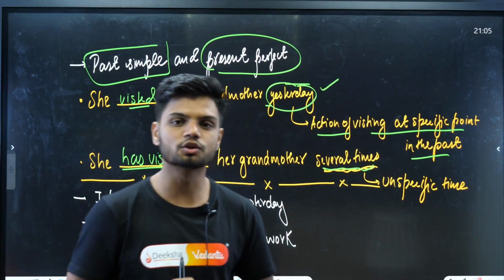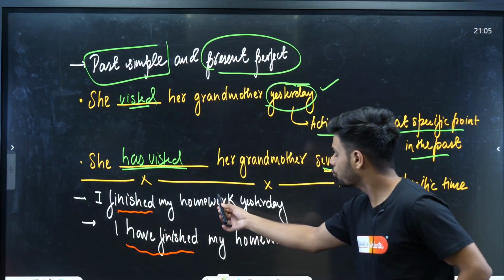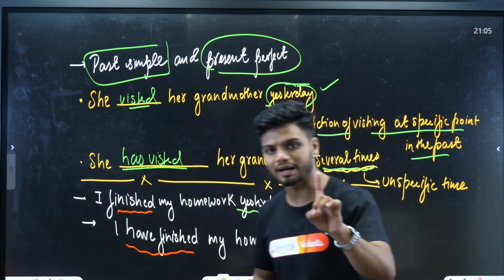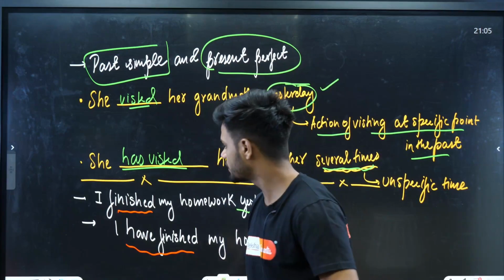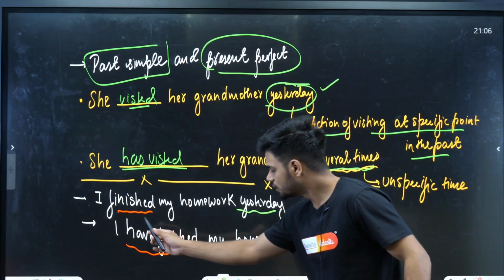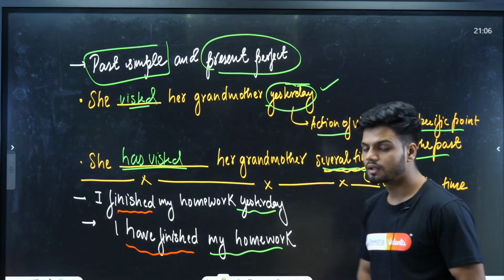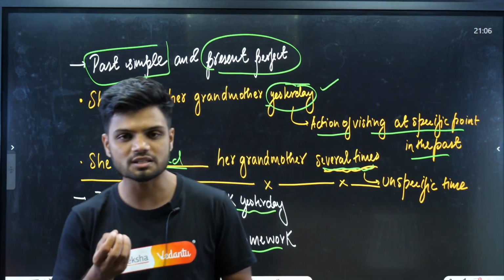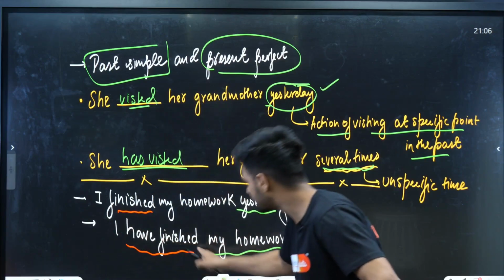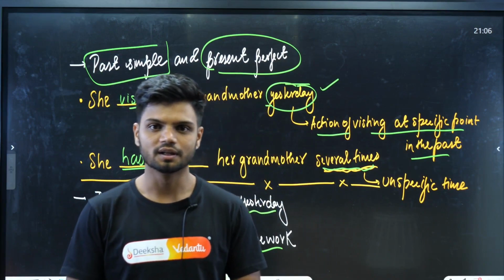Okay. Now listen to me. Next question here. I'll give you one more example. I finished my homework yesterday. See, yesterday the time is mentioned. So should you write have or has anything here? No. So directly I finished my homework. Now here I have finished my homework. Now when I say I have finished my homework, is there any specific time mentioned here? No. That's when you have to use I have finished my homework. Clear? That is for tenses.